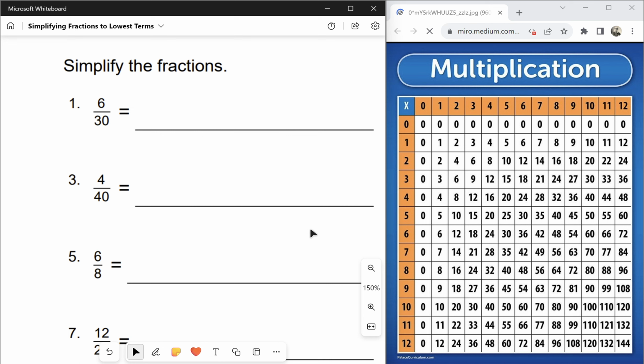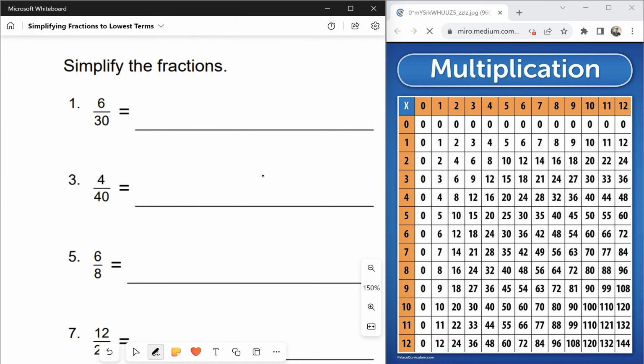Okay, hello. Today we are going to work on the math skill that is simplifying fractions to their lowest terms. So you can see the question asks to simplify the fractions. It's a very direct, straight to the point question, and it gives me all of these different fractions that are not in their lowest terms.